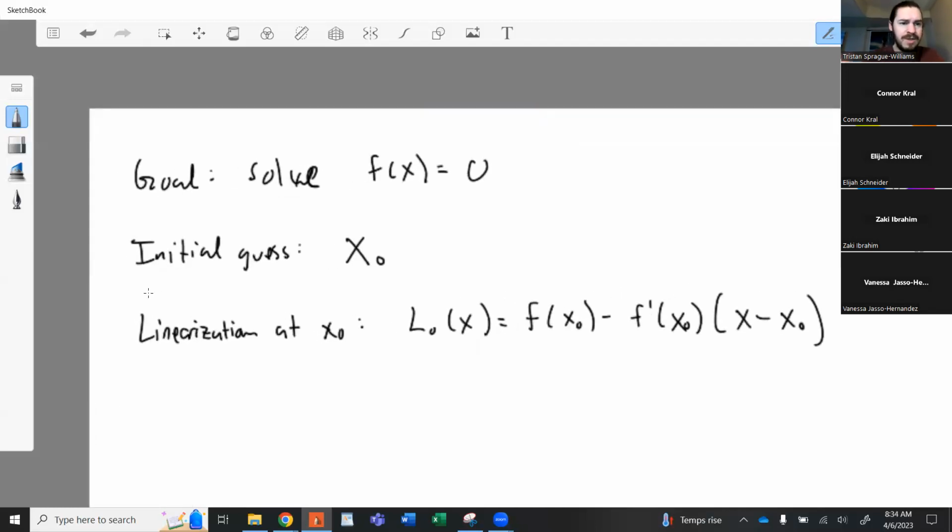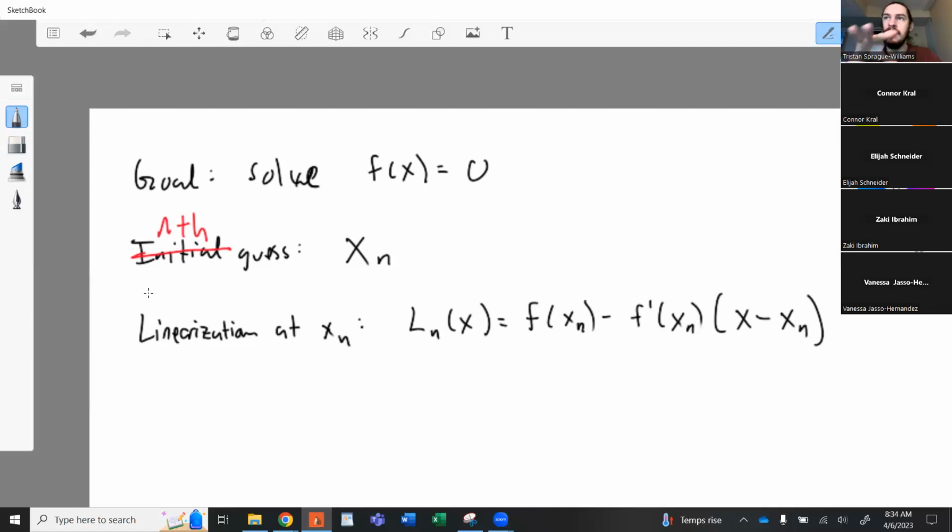It's going to be f of x0 minus f prime of x0 times x minus x0. And we can make this even more general. We've generalized the function without specifying what that is. We're generalizing the guess without specifying what that is. And also, we're not even going to necessarily talk about the initial guess. We're just going to talk about the nth guess, which means some guess down the line. We're going to represent that as xn.